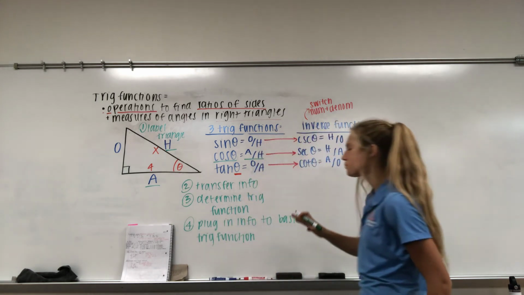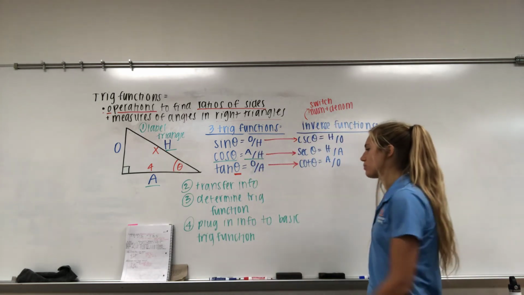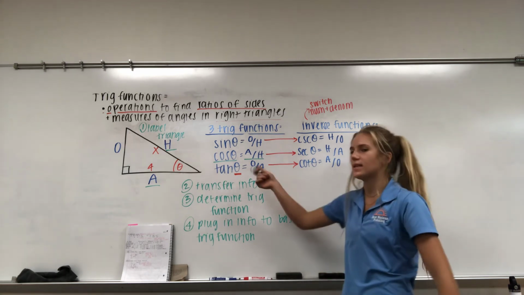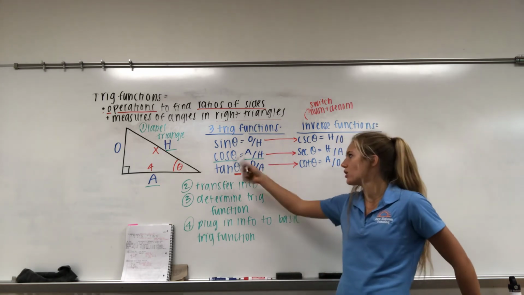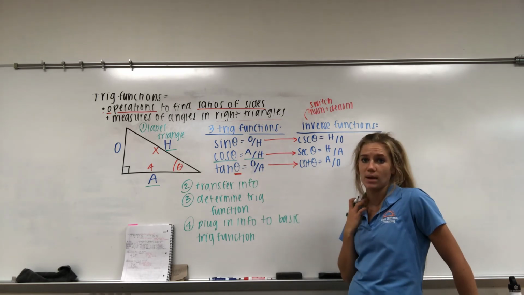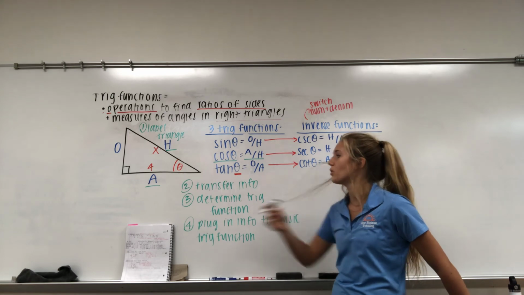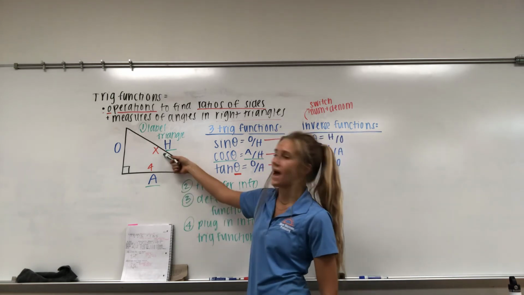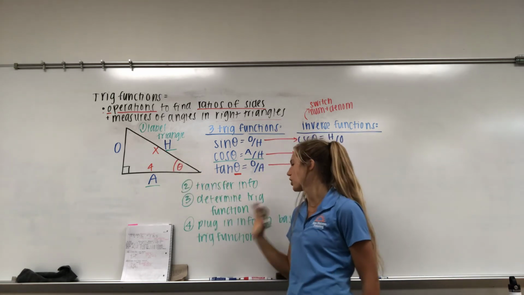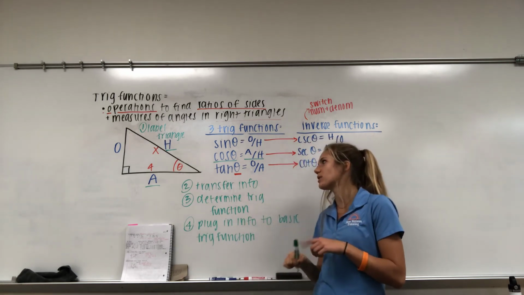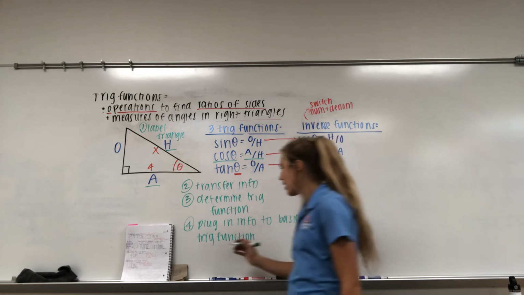Okay, so then step 4, you're basically just going to plug in your info to your basic trig function. So in this case, we're dealing with cosine theta is equal to adjacent over hypotenuse. So I would say cosine theta is equal to 4 over x. Again, by plugging in my info, I mean either side measurements or angle measurements, stuff like that.